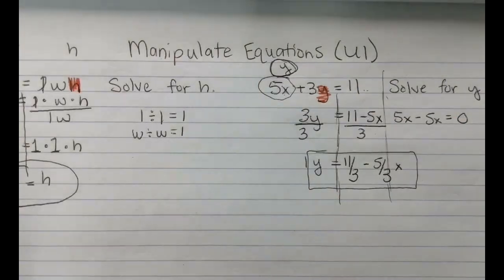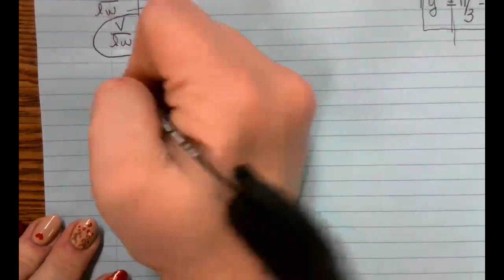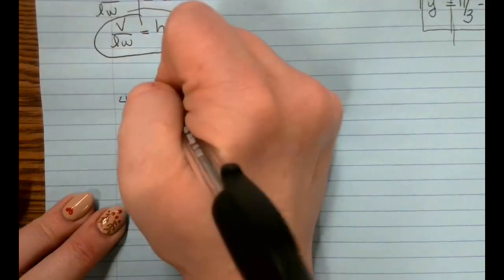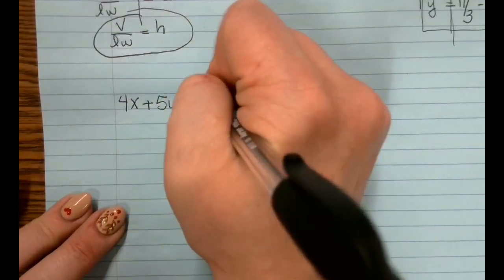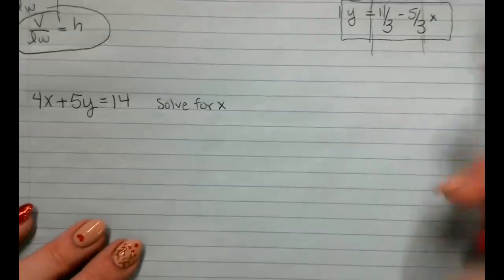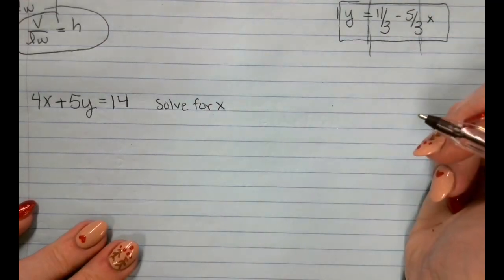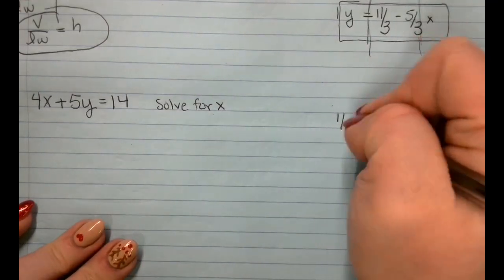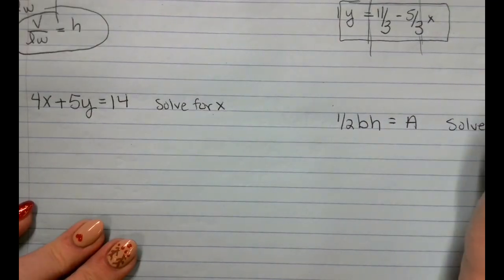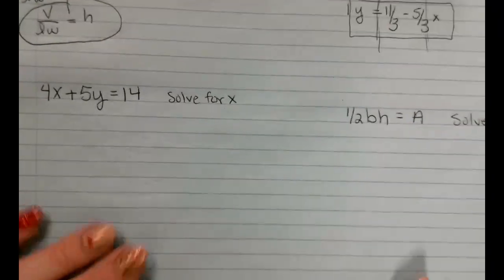So again, all you have to do is manipulate it. Let's try one more. I'm going to write it down, and then I recommend that you pause it and try to do it yourself. Let's do this, solve for x. And then let's try, solve for h. Okay, so there's your second one, there's your first one. I recommend you pause it and then try it.